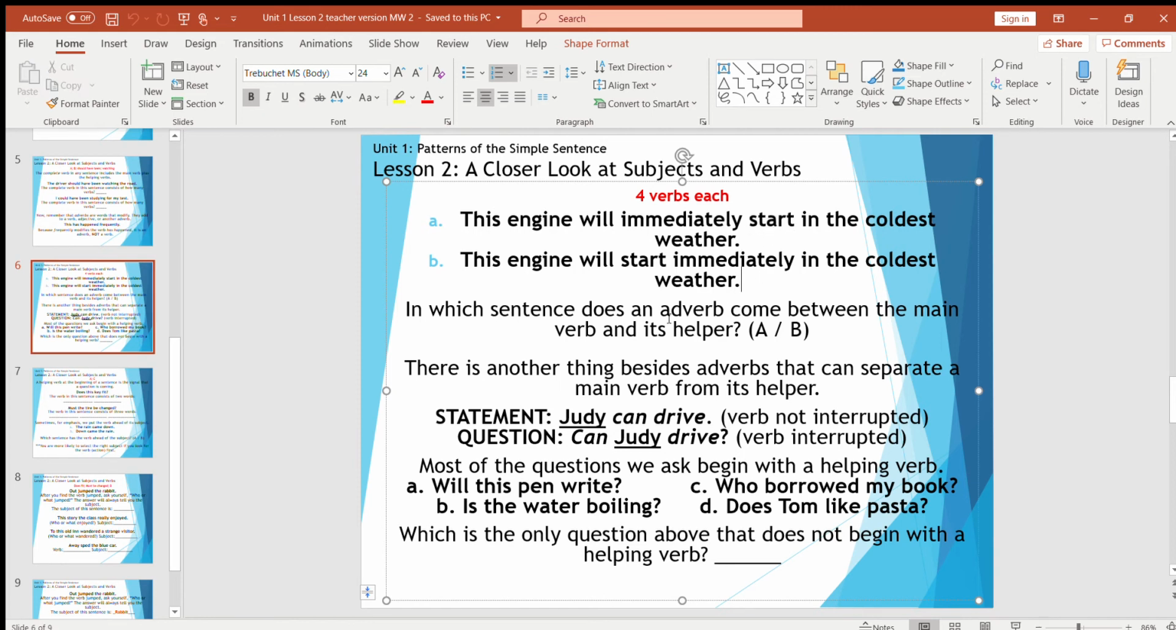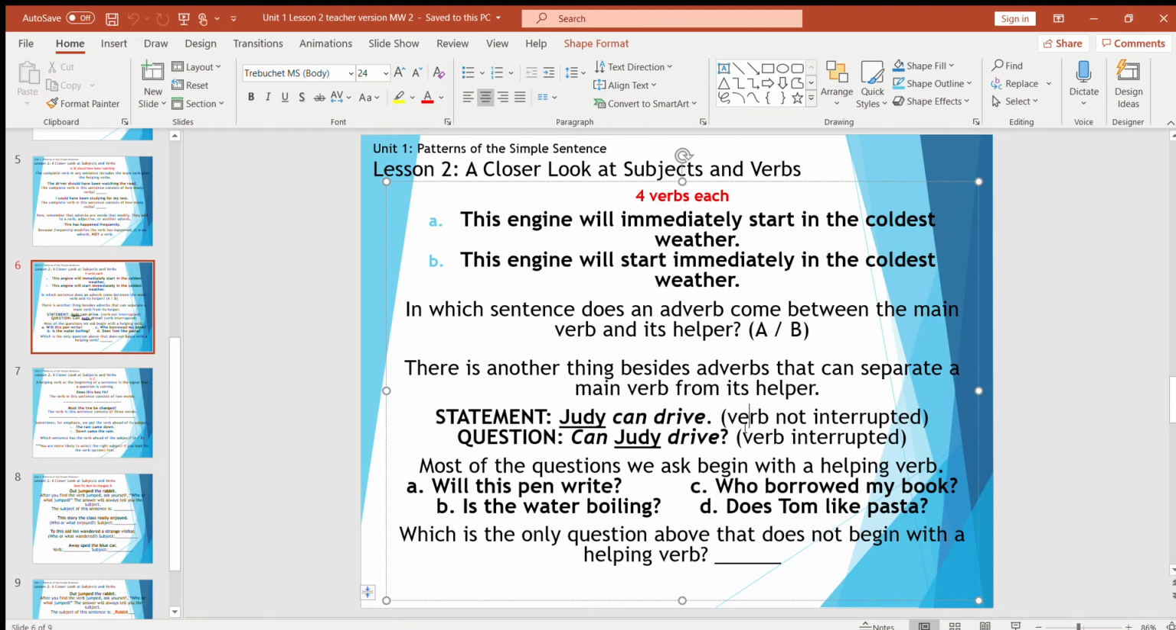There's another thing, though, besides adverbs that can separate the main verb from any linking verbs, any helper verbs, and that is a question, okay? When you have a sentence as a statement, like Judy can drive, the verb does not get interrupted. It's right next to each other. Helping verb of can, action verb of drive.